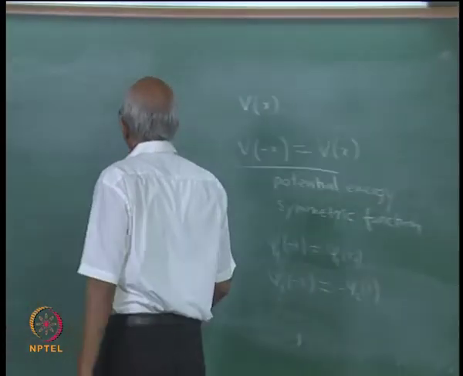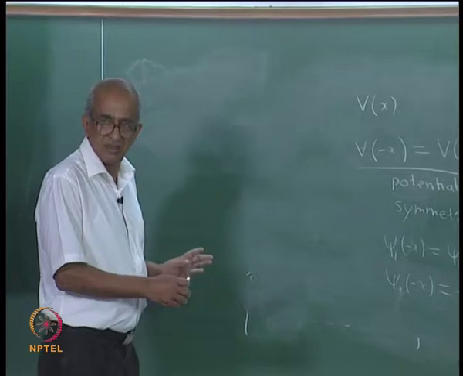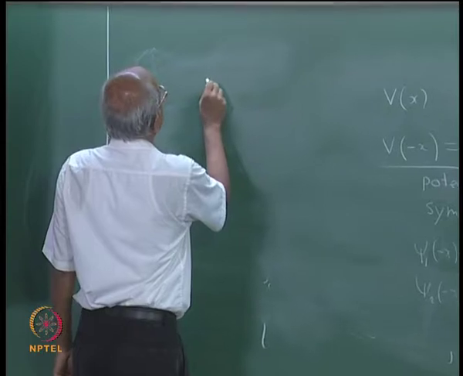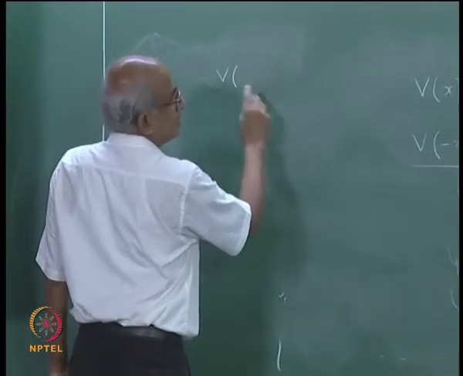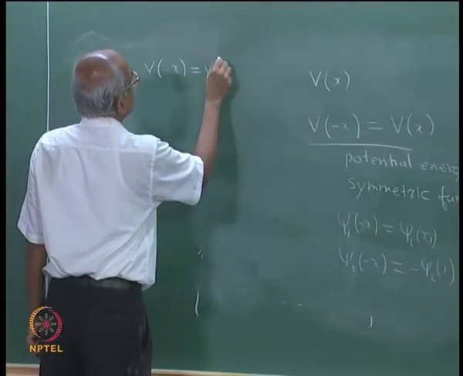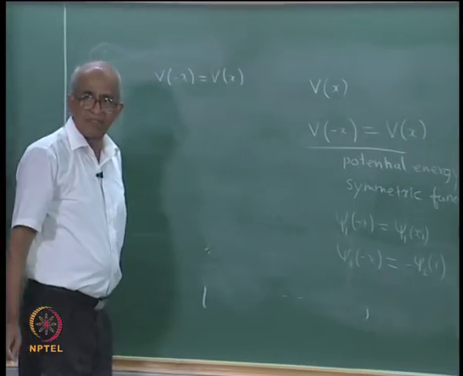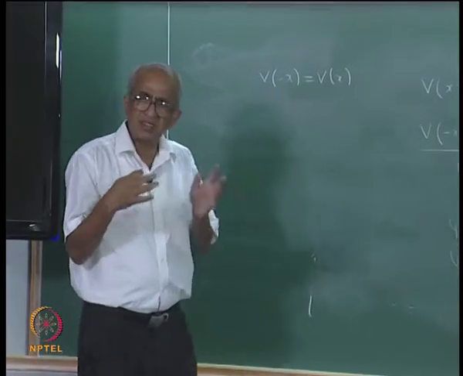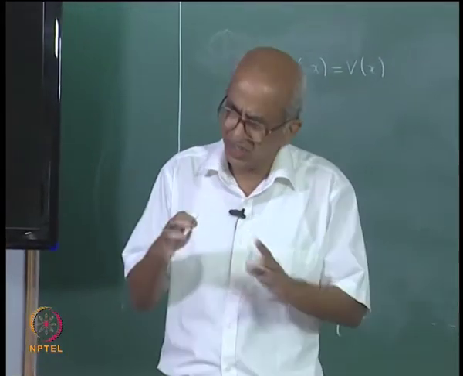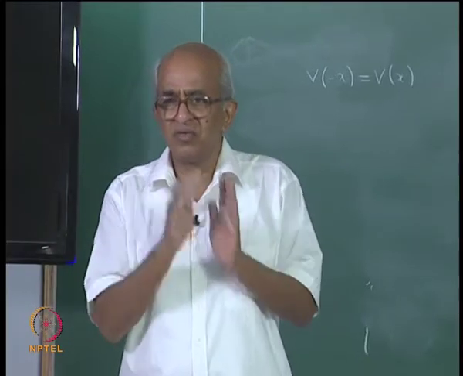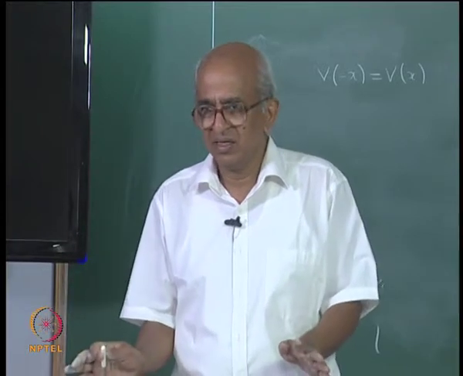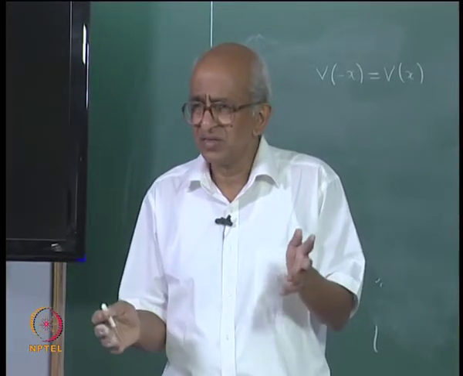And now I want to prove to you a general result. As far as this particular situation is concerned, v of minus x is actually equal to v of x. Okay. So, let us imagine that I have a situation where this is satisfied. It does not have to be this particle in a box, but any problem for which v of minus x is equal to v of plus x, the potential is symmetric, right.